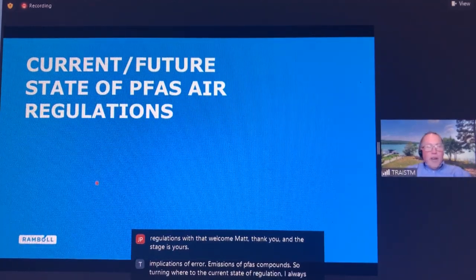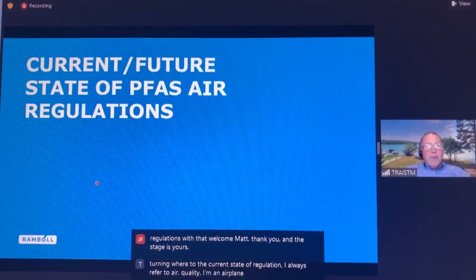I always refer to air quality as an airhead. All jokes aside, air is the redheaded stepchild of environmental regulation.